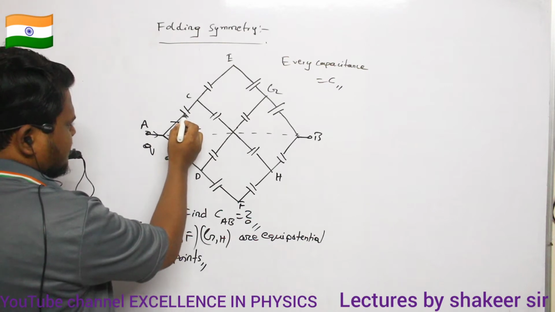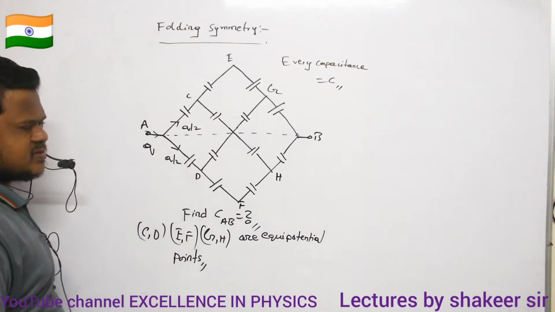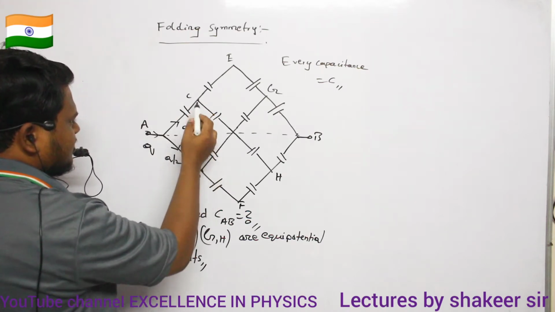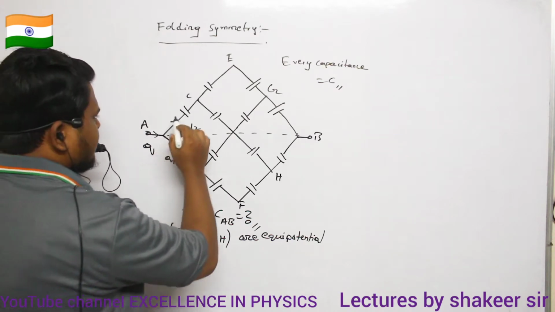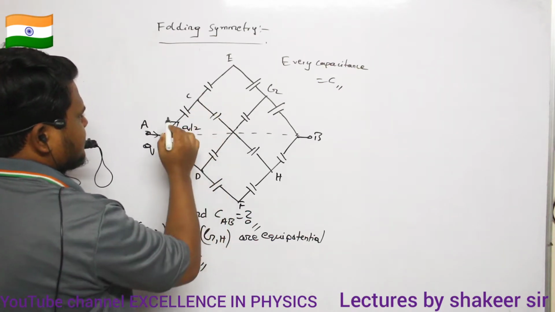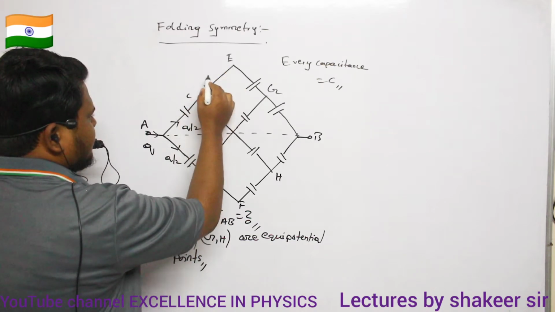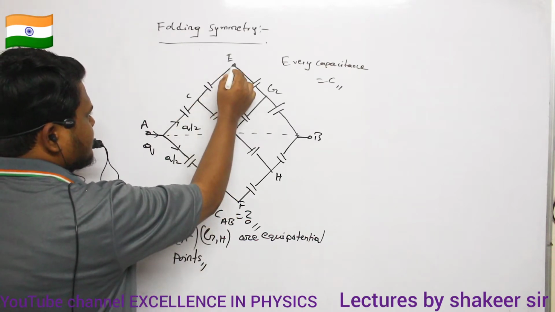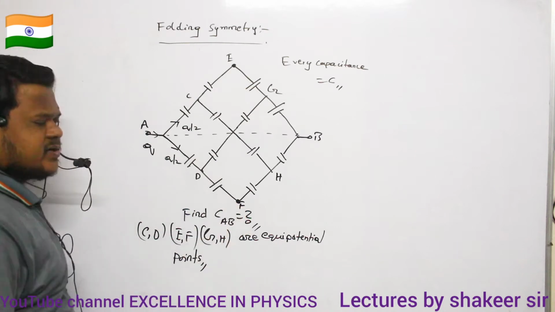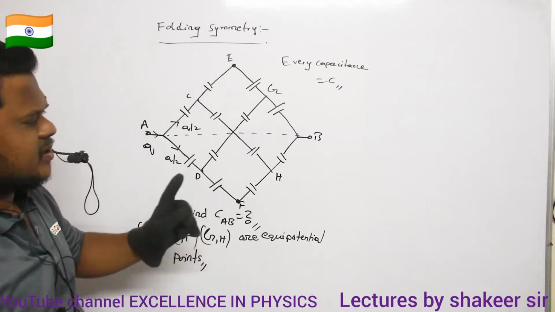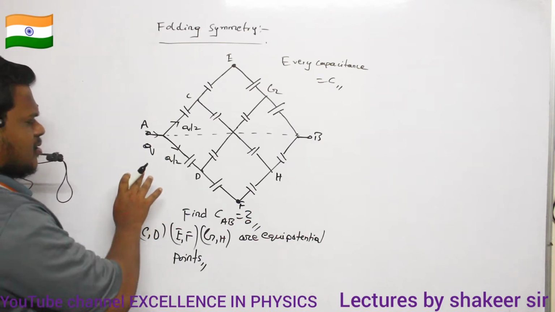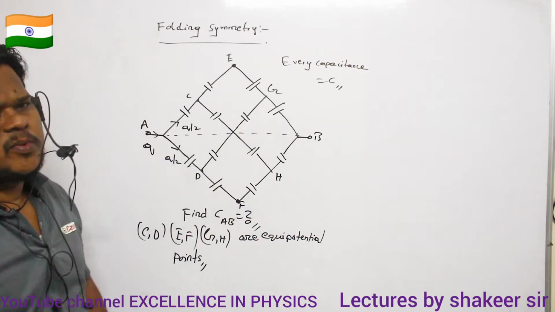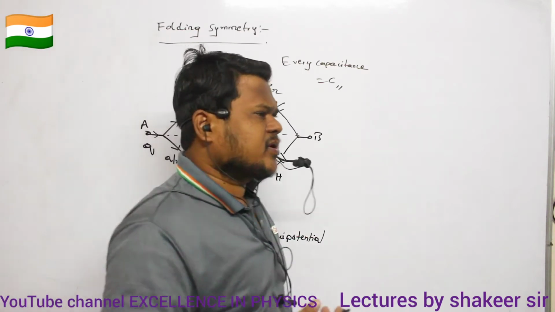So what is the potential drop in this capacitor? Same will be the potential drop in this capacitor also. So the remaining potential exactly appears at point C and point D, so the potential at C and D must be equal. Similarly, another division of charge takes place at this branch. The potential drop in these capacitors will be equal, so the remaining potential appears at point E and point F, and they will be at the same potential. So according to this symmetry, C, D, E, F and G and H are symmetrical points.